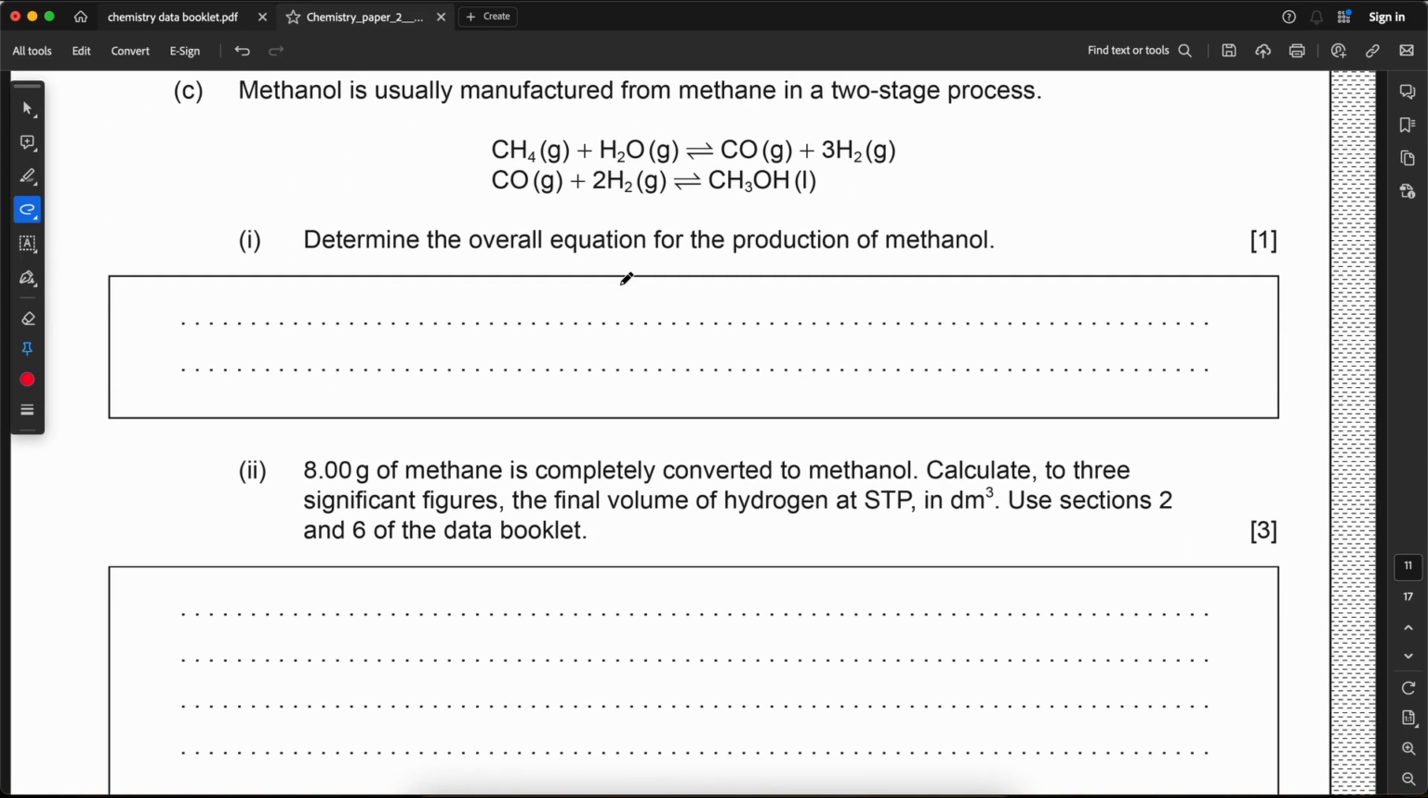Methanol is usually manufactured from methane in a two-stage process. Determine the overall equation. So as you can see from this, 2H can be eliminated. So only one H left. CO also can be eliminated. So now left with CH4 gas plus H2O gas produce CH3OH liquid and H2 gas.